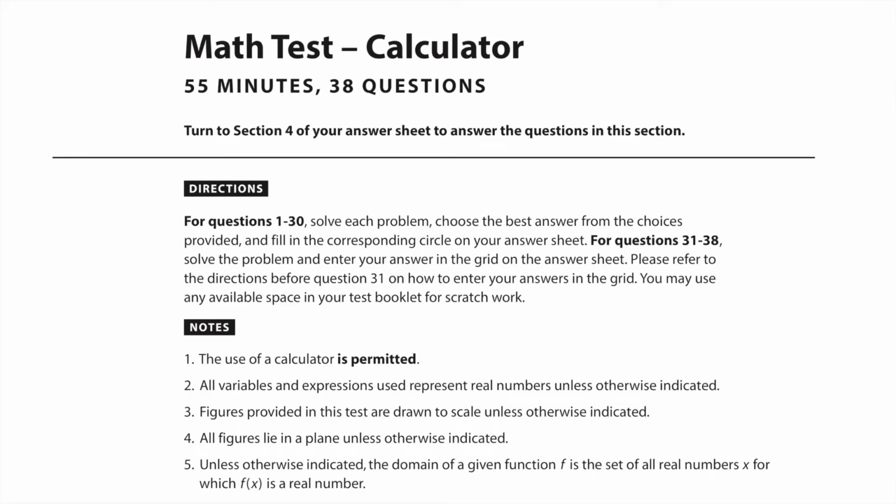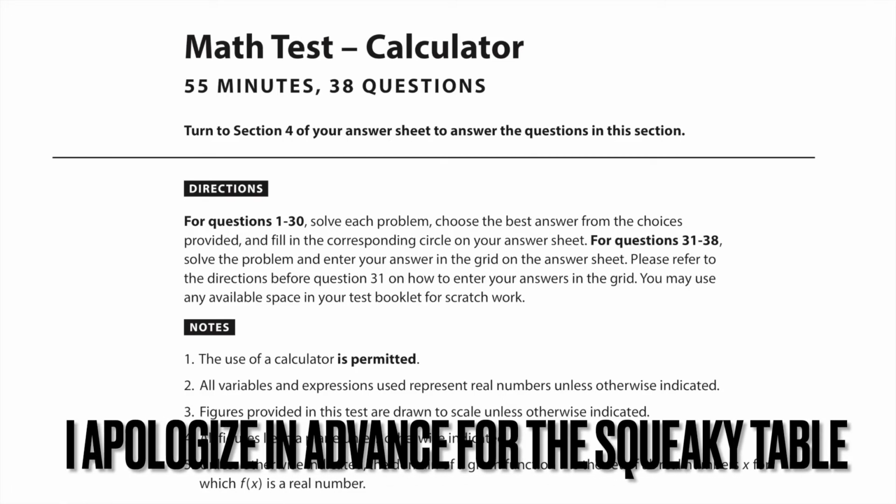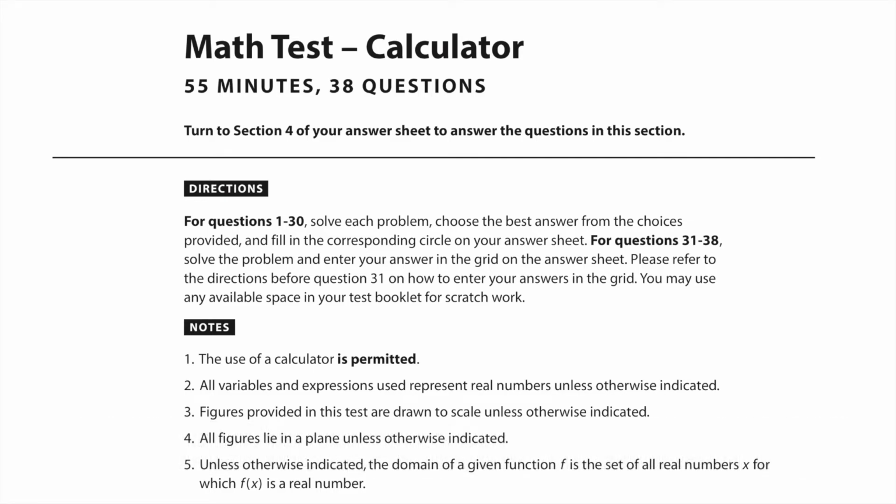This is part 1 of the calculator section of the 2015 SAT. So grab your calculator and let's go.